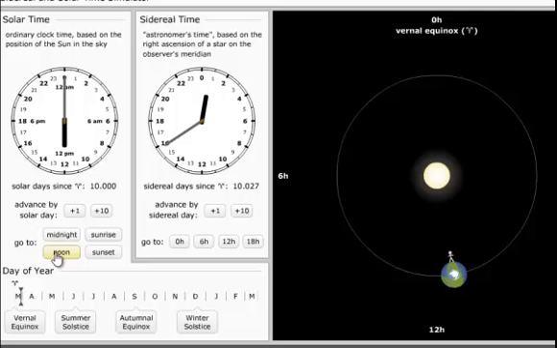Since we are set on the 24-hour clock with the sun, that's why it appears to us that the stars are a little bit ahead every day or every night. 4 minutes going from one evening to the next.